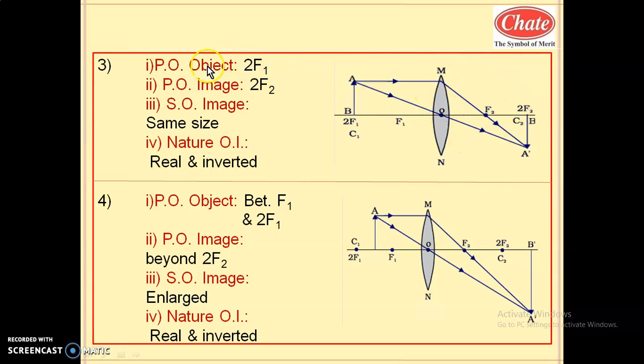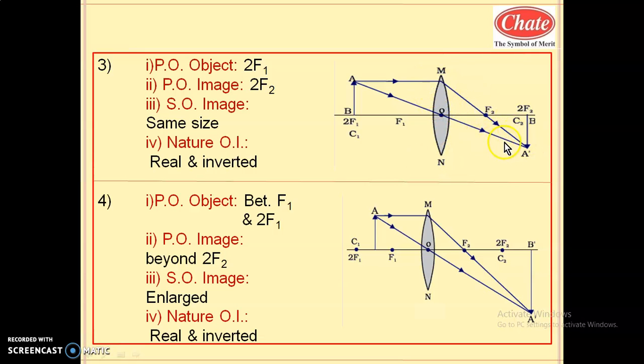Now in this diagram, the position of object is at 2F1. Position of image is at 2F2. This side is F1, 2F1; this side is F2, 2F2. So position of image will be 2F2. Size of image: it is the same size. And nature of image is real and inverted.